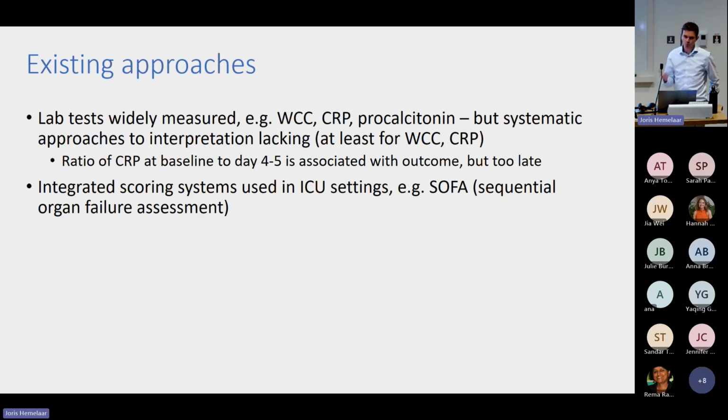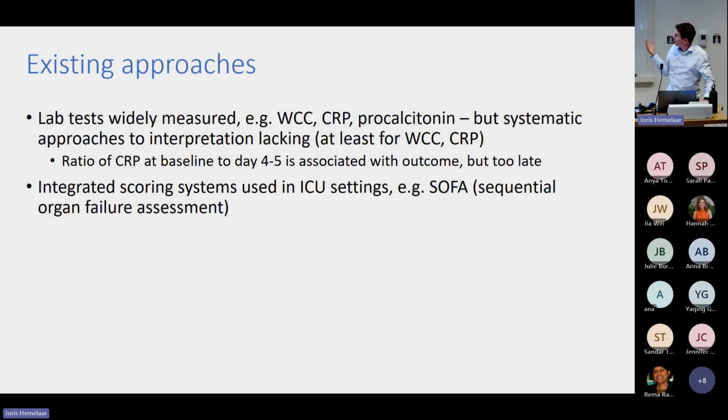So lab tests are widely measured. We measure white cell counts and CRPs, which are measures of inflammation and infection. But the interpretation of those is really quite ad hoc and lacking any systematic approach. For procalcitonin, there's maybe some greater systematic use of that, but that's largely been because it's been used in specific trials and people have used specific thresholds there.